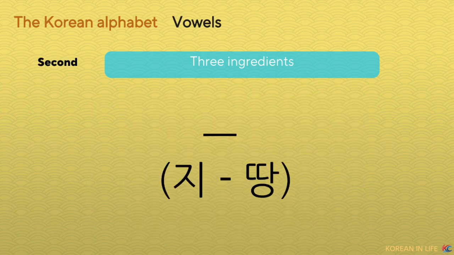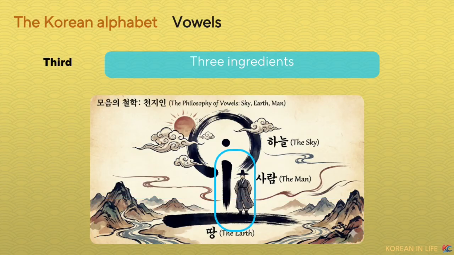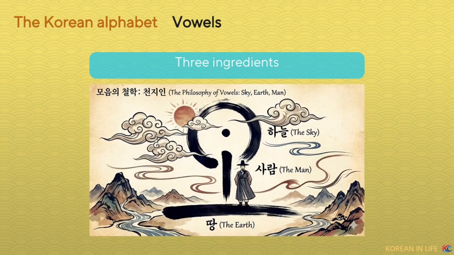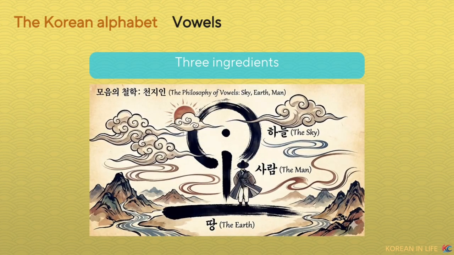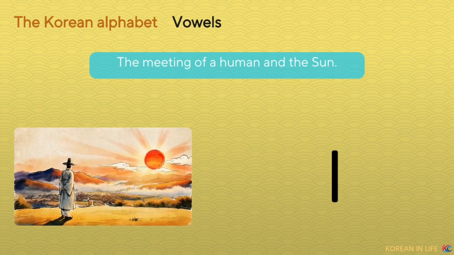Second, modeling the flat earth. Third, modeling a man standing on the earth. When these 3 meet, a magical transformation begins. First, let's start with the man.